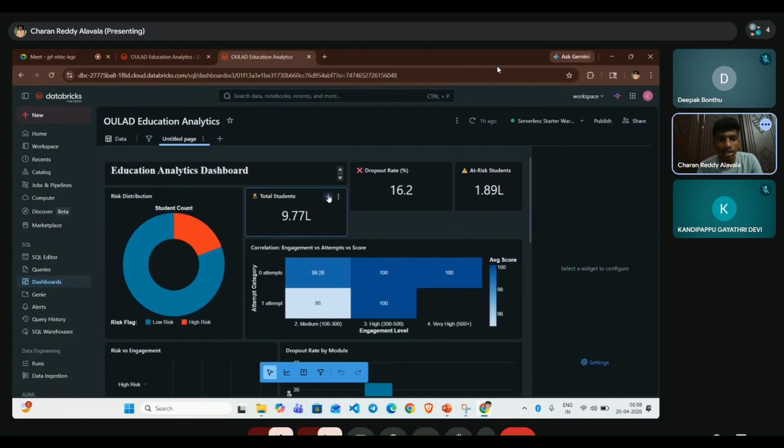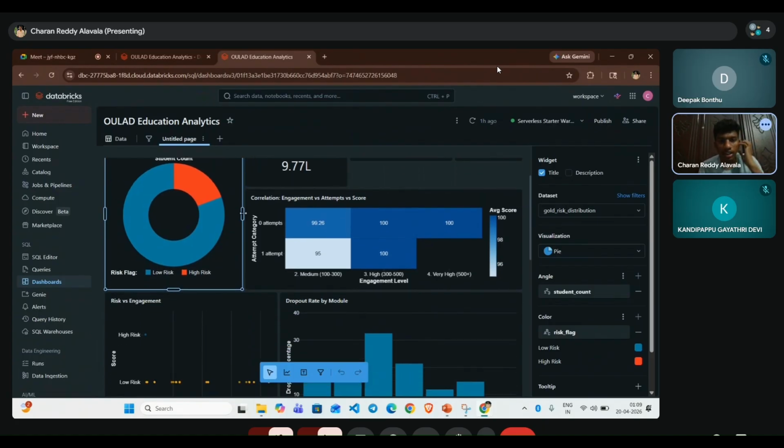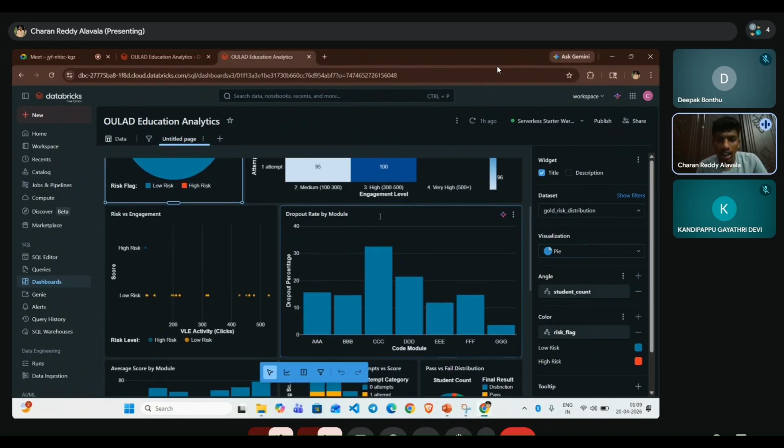This is the student analytics dashboard. In this, we have the risk distribution, which means how many students are at high risk and low risk. Coming to this, there are 1.89 lakh students in the higher risk and 7.88 lakhs in the lower risk, which shows how many students are at the risk level. And this analysis shows dropout rate by module, which shows the difficulty level of the module, and we can see how many students dropped out.